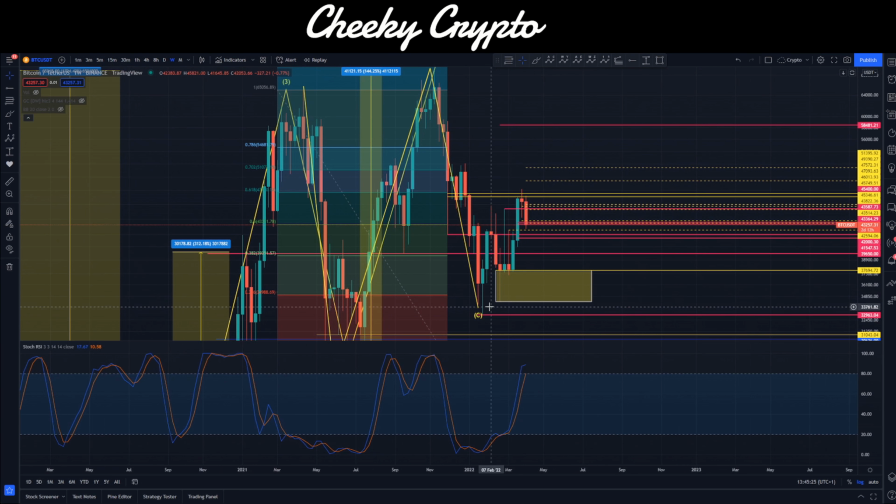Essentially, what we could be tracking here is, from this low point, this move up being 5 waves, then a pullback, which would be a 50% pullback, and would take us down, maybe not as low as I was originally thinking about, the 37.5K.